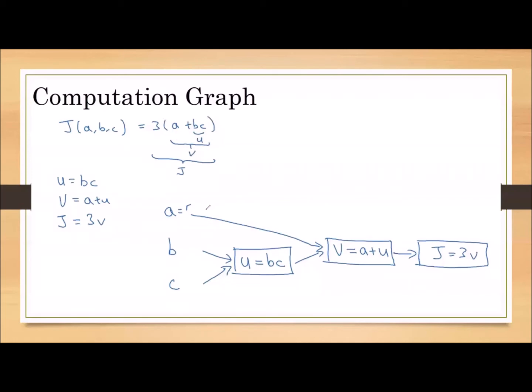Computationally, in a graphical manner, I am representing it. I have taken a, b, c. The multiplication of b and c is u. If I add a and u, I get v. Then if I multiply v with 3, I get j. This is how we are calculating the value of j.